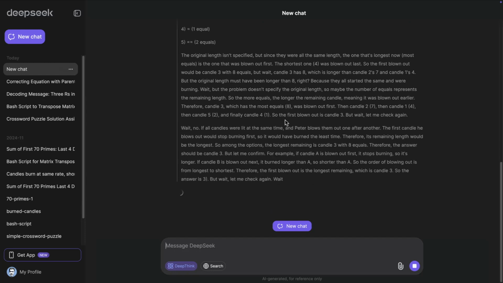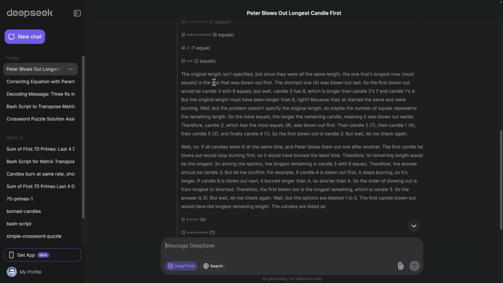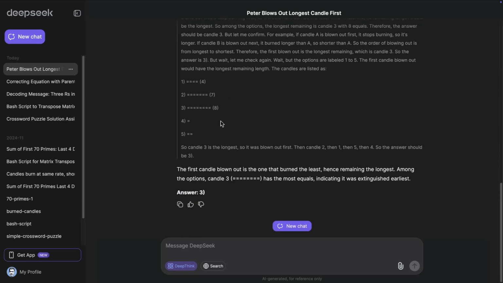I'm not sure if it's this one or the other models, but I noticed that there was no distinction between the thinking steps and the actual response. But now I can see that distinction. And you can see here that it actually got it right. This one understood the task. It says the first candle blown out is the one that burned the least, which is correct. Hence, remaining the longest among the options, candle 3 has the most equals, indicating it was extinguished earliest.